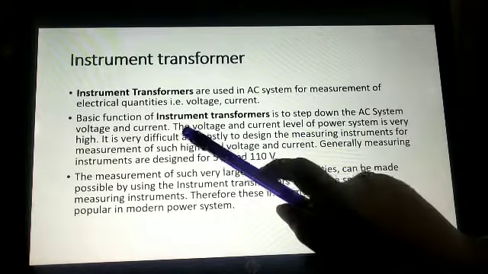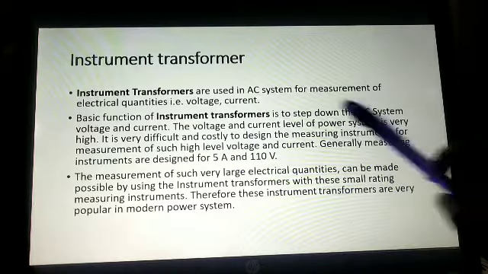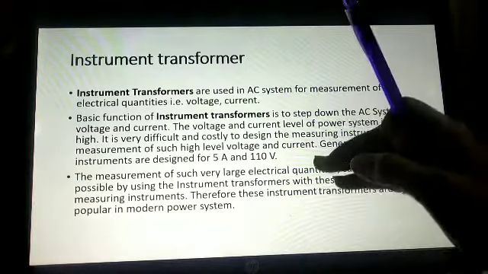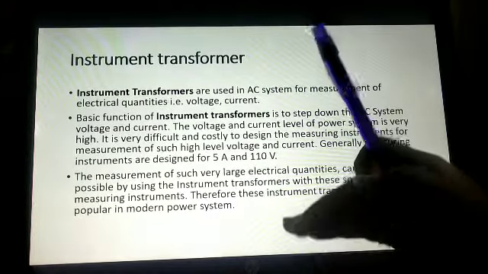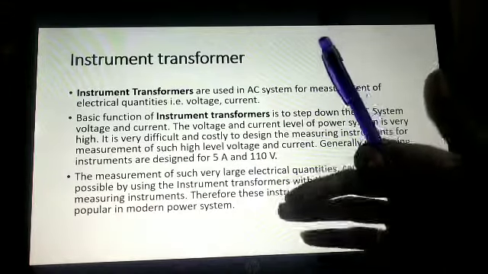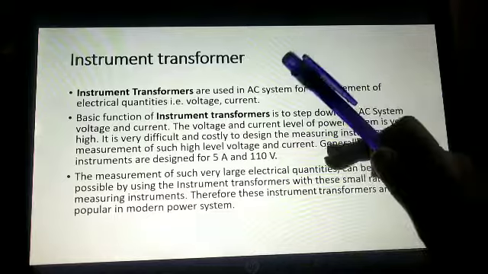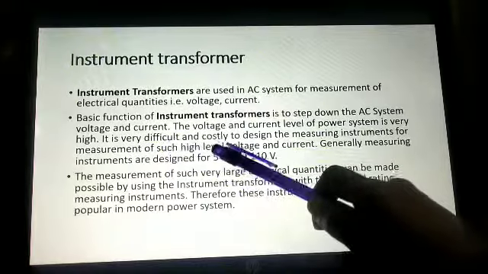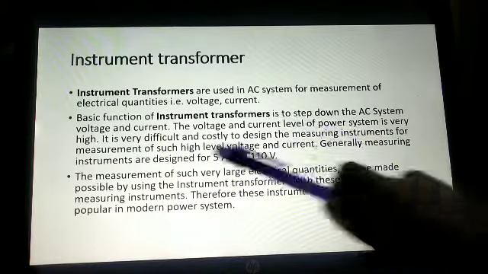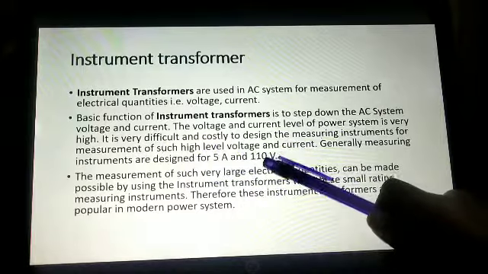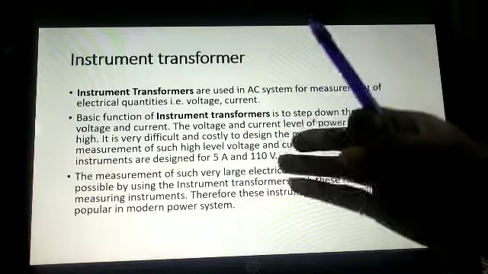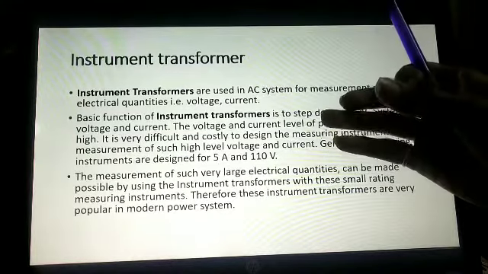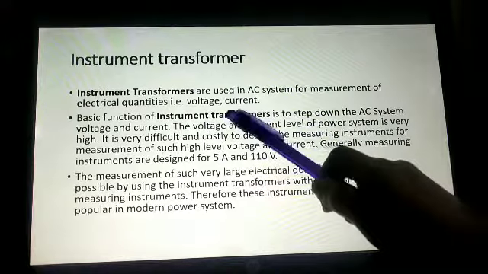The voltage and current level of power system is very high. So the current and voltage values in power system are very high. In our day-to-day life, the voltage and currents are at low value, so we can measure them by our regular ammeter and voltmeter. But in power system, the values of voltage and current are very high. It is very difficult and costly to design the measuring instruments for measurement of high value voltage and current. So to measure high value current or voltage, it is very costly to design another ammeter or another voltmeter, right? So what we are doing here is using instrument transformer.